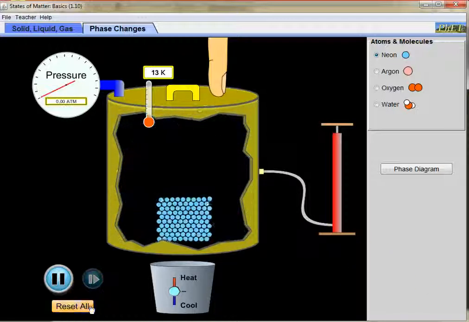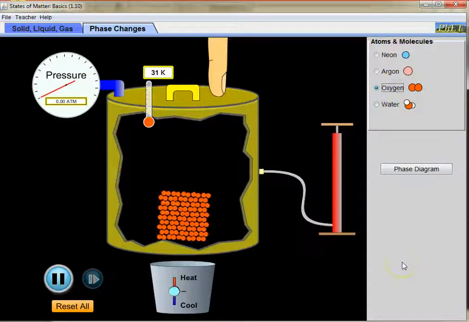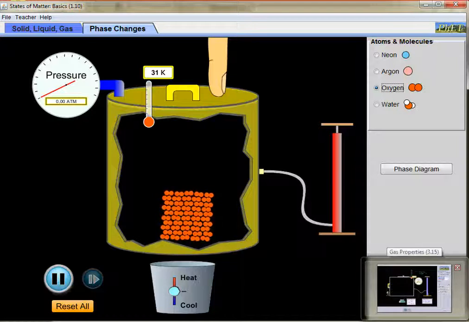Let's do the reset. Now let's go to oxygen. Same thing, no issues there. The only thing is that you have a diatomic molecule here.